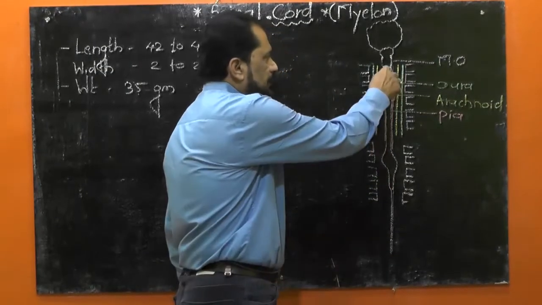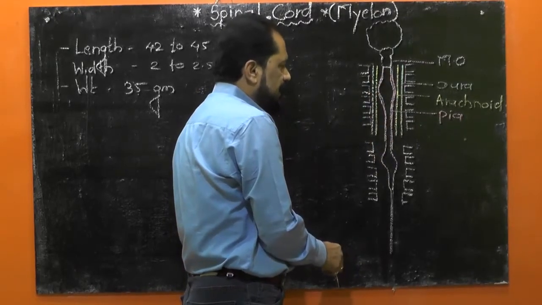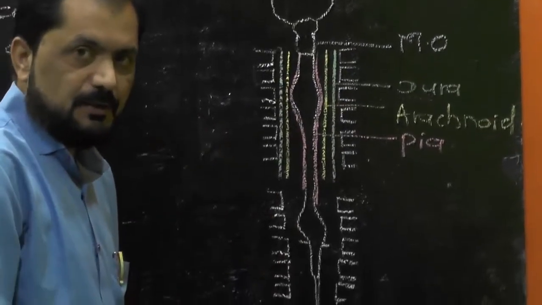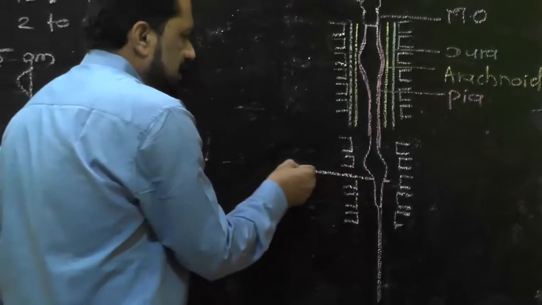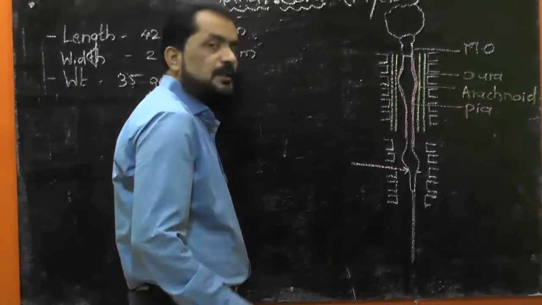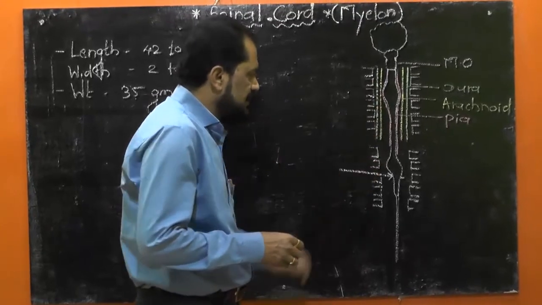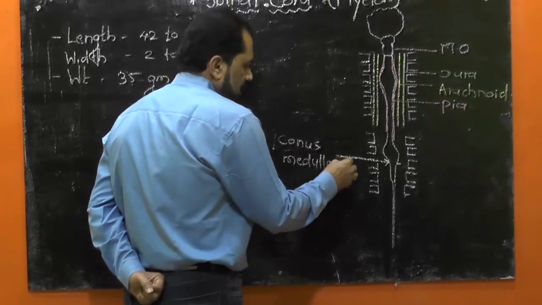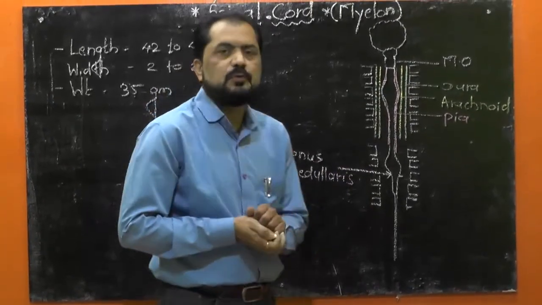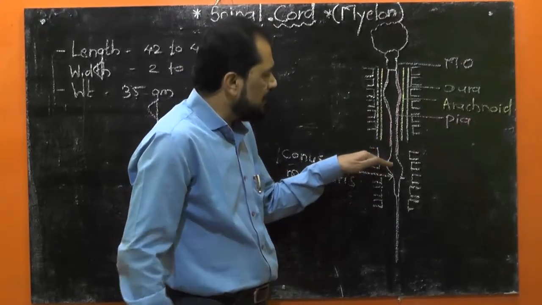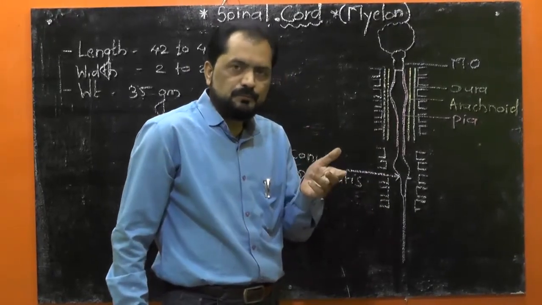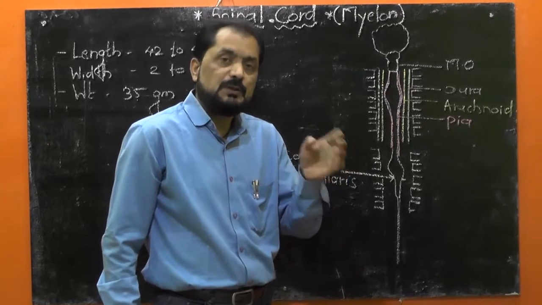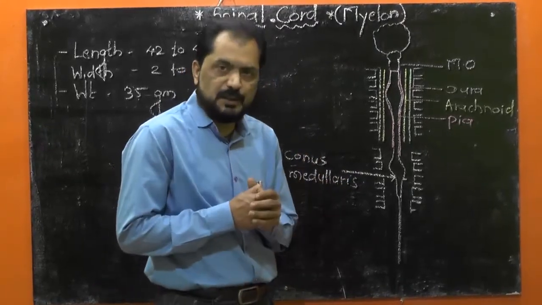And I said that the main part of spinal cord ends somewhere at the level of first or second lumbar vertebra. Okay, and this region, suppose this region where the main part of spinal cord ends, is known as Conus medullaris. Generally the main part of the spinal cord ends at the level of the first or second lumbar vertebra, and that region is called Conus medullaris.